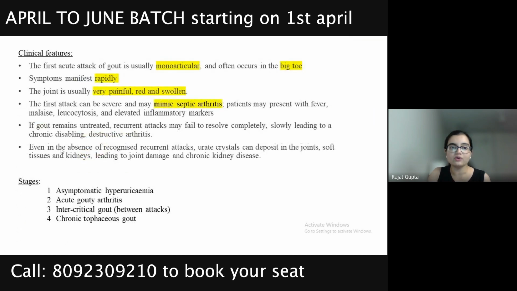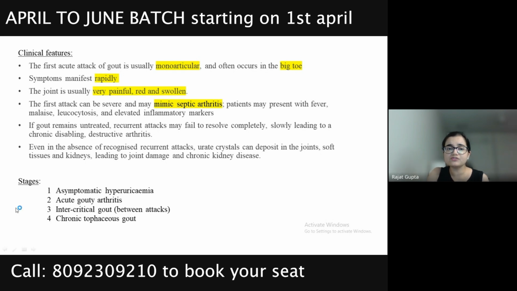Okay, moving on. So what are the clinical features? So it's usually monoarticular. It'll affect your big toe. It happens quickly rather than the other arthritis that we've talked about so far. Gout will happen very rapidly. It'll be very painful, red, swollen. Sometimes the patient will appear like he's having septic arthritis because there'll be fever, there'll be increased white cells. But you need to be very careful how to differentiate between septic arthritis and gout in a clinical setting.